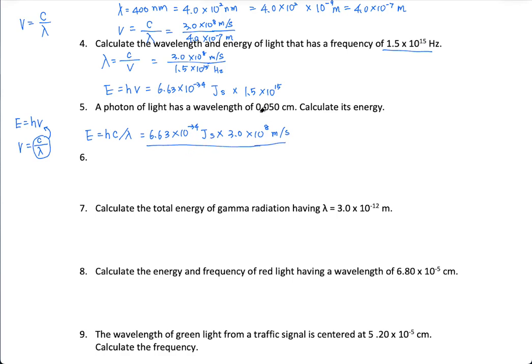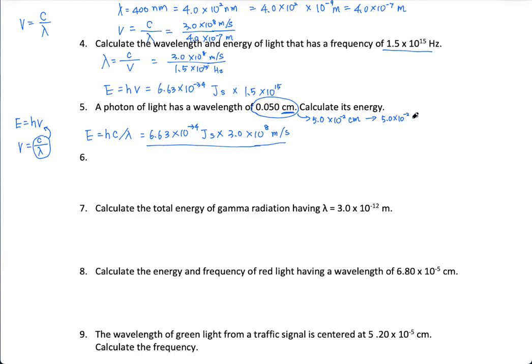But there's another problem. The wavelength is given in units of centimeters. So that one, I'm going to write in scientific notation. As is, 0.5, nope, we cannot have 0.5. It should be 5.0 times 10 to the negative second power centimeter.